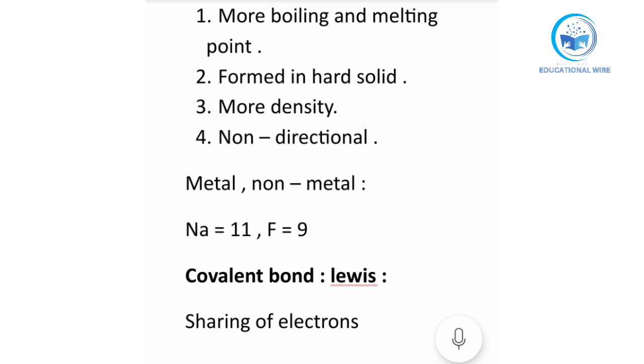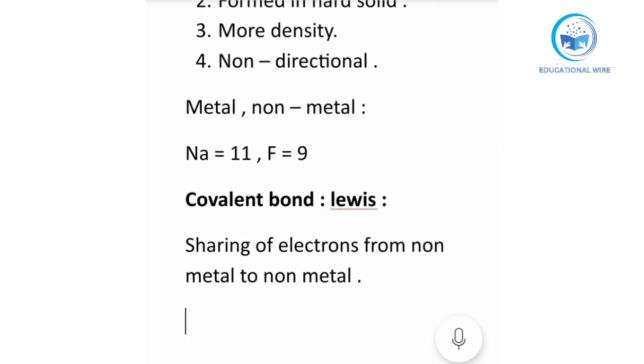Sharing of electrons means sharing of unpaired electrons from non-metal to non-metal. Sharing of electrons from non-metal to non-metal. How? First of all, we should know about their properties.